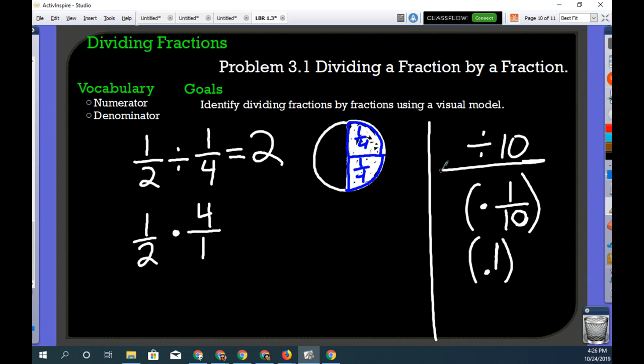So an inverse operation for a number that is the inverse of itself. 10 is the inverse of 1/10. 1/10 is the inverse of 10. We just change the operation and we invert the number we're working with. And if we multiply straight across here, students are very comfortable with this process. 1 times 4 is 4. 2 times 1 is 2. We go ahead and simplify that fraction. 4 divided by 2 is 2. Students are comfortable with this.